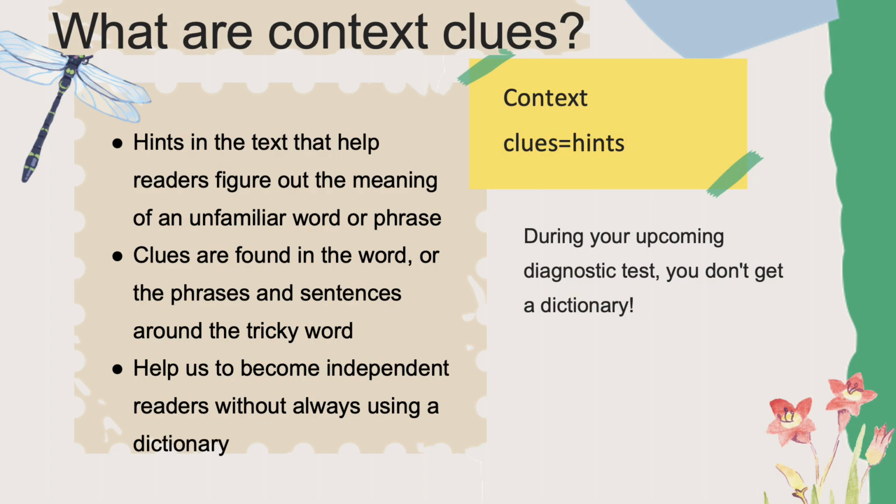What are context clues? Context clues, if you have never heard that before, are hints in the text that can help a reader figure out the meaning of an unfamiliar word or phrase. We can also find clues in a word, called word analysis, to help us figure out its meaning.